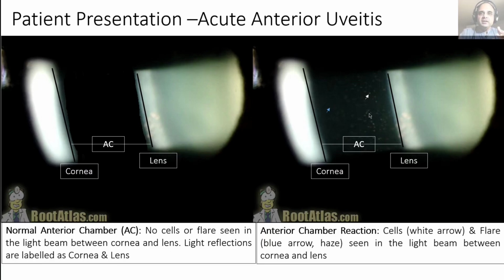These are cells, those inflammatory cells in response to the inflammation in the anterior chamber. And this blue arrow points towards this haze, which is flare, all the proteins that are leaking out of dilated vessels. So this is called the anterior chamber reaction. Anterior chamber reaction is important because this is the best sign to see how well your treatment is working, because you would want the cells to disappear, because cells disappearing is telling you that the inflammation is now going away.